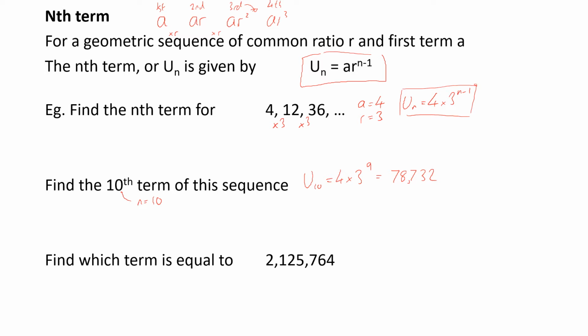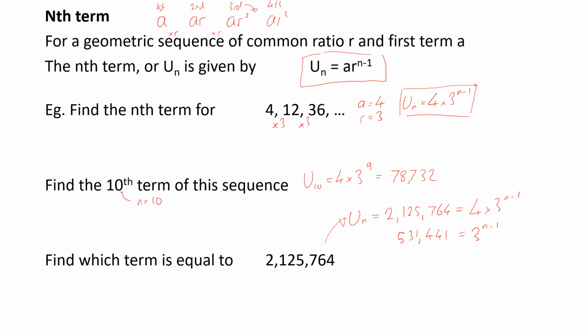Then a slightly more difficult question, and there's two ways of approaching this, so I'll show you both. Find which term is equal to 2 million, and so on. We're saying in this case then that Un is equal to this 2,125,764, and we know what Un is. We know it's 4 times 3 to the n minus 1. So the first step there is going to be to divide by 4. If we do that, we'll get a much less massive 531,441, which is equal to 3 to the power of n minus 1.